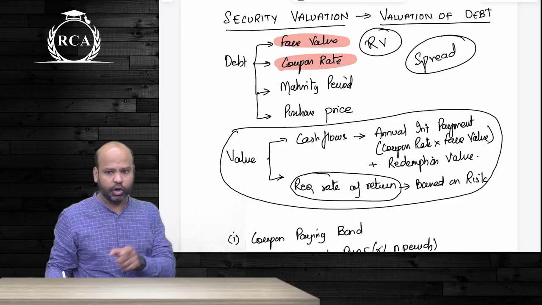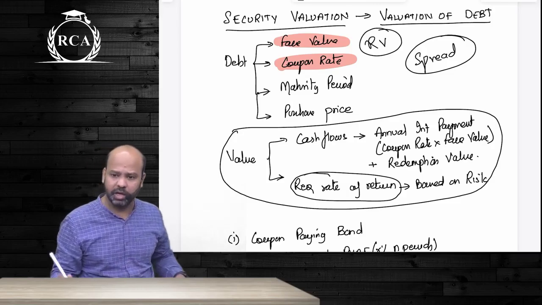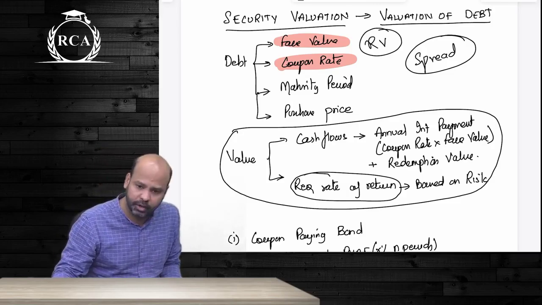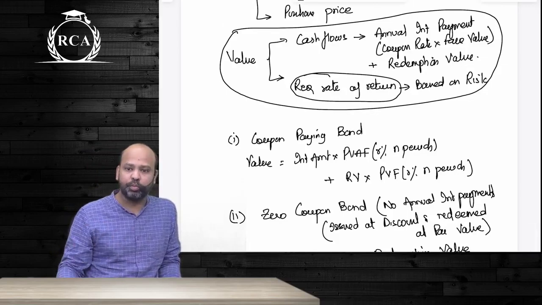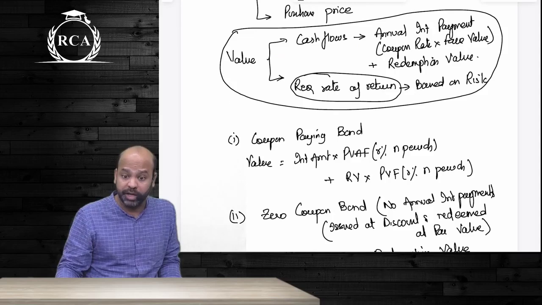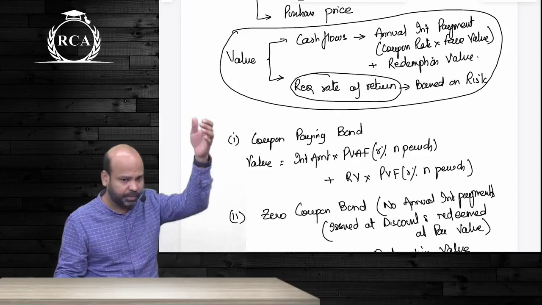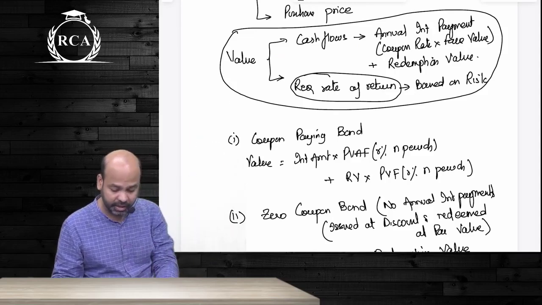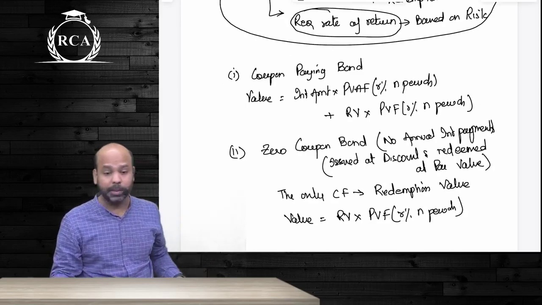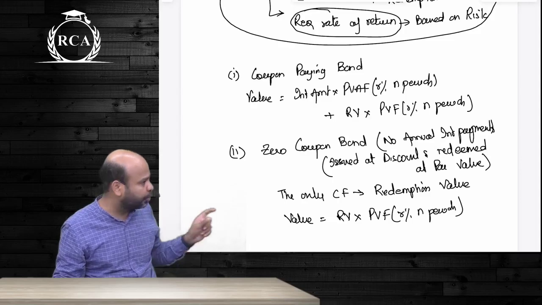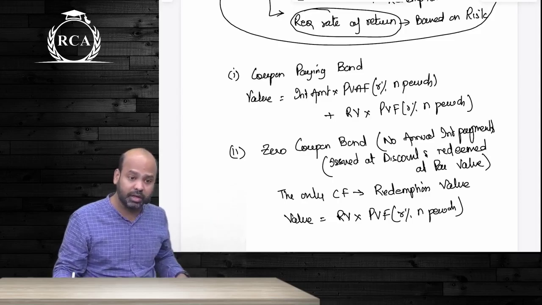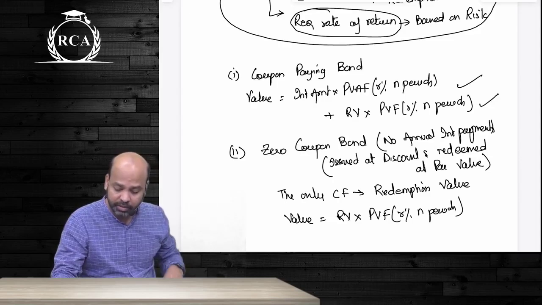So once you know the cash flows generated from a bond and the required rate of return, the value of a bond will simply be the present value of coupon payments plus the present value of redemption value. For this purpose, we have divided bonds into different categories. The first one was a coupon paying bond. If the bond pays an annual coupon, you will write coupon amount into present value annuity factor plus redemption value into present value factor.